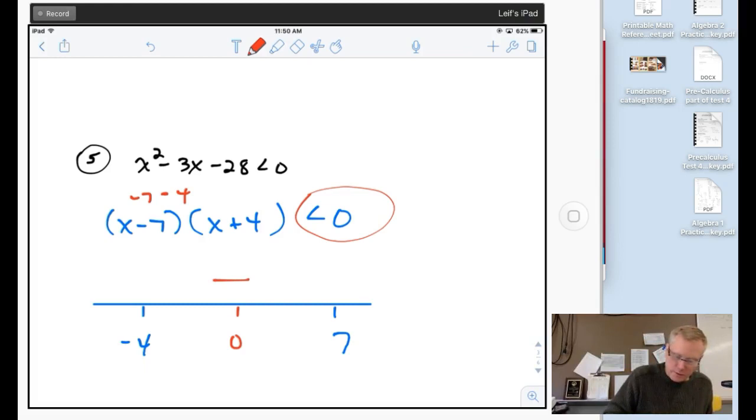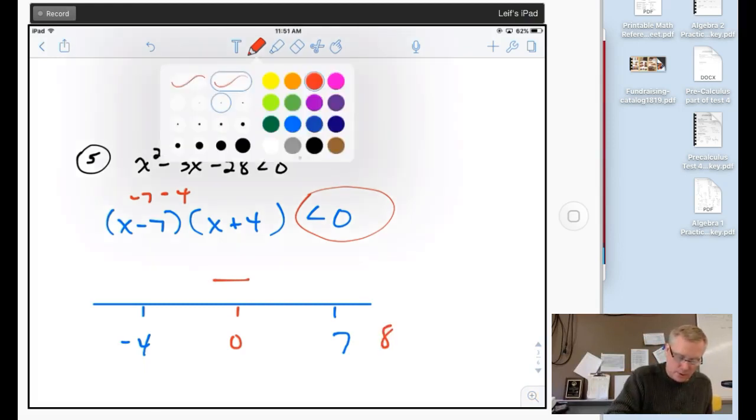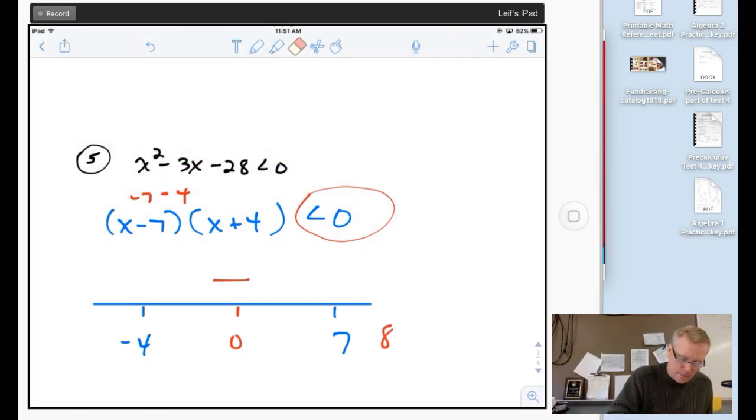Now let's take another number. Let's say I take 8. I'll plug in 8. So if I plug in 8, 8 minus 7 is 1. 8 plus 4 is 12. That's a positive number, and that's not going to be a solution set for me.